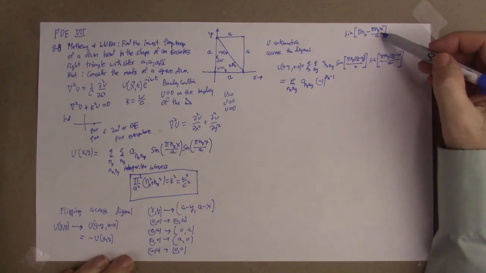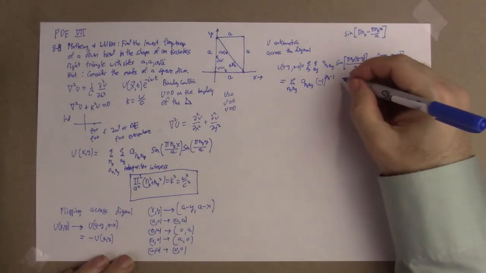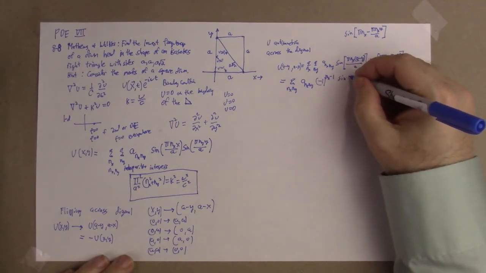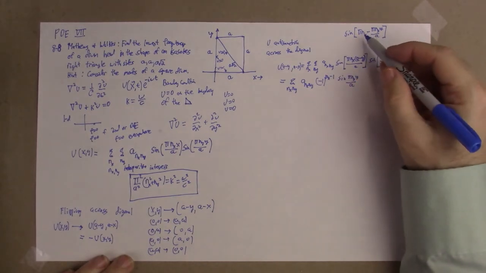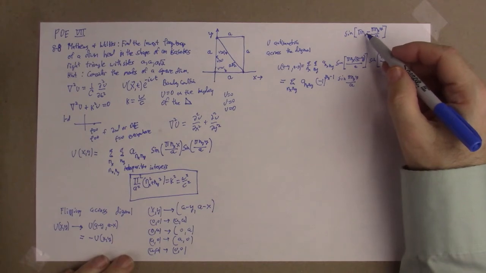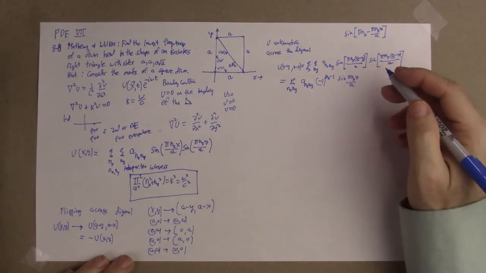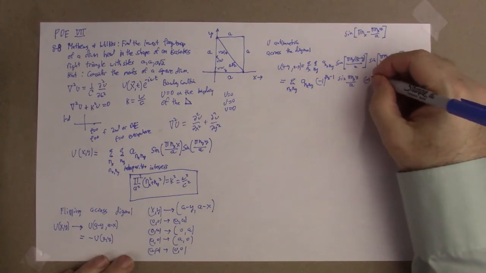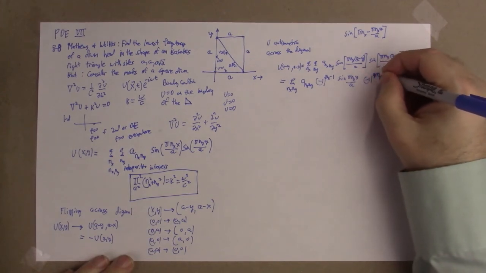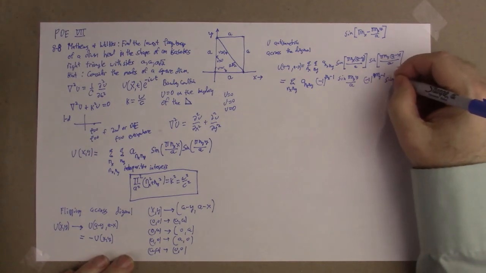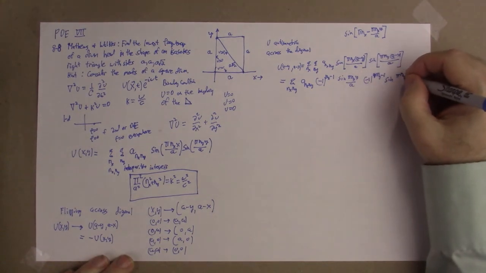Okay, the sine of this is just negative the sine of pi nx y over a, and we have a negative sign. And the cosine of pi nx, the cosine of an integral multiple of pi, is negative 1 to the nx. And I subtracted 1 to take care of that other minus sign. And the other one is exactly the same: negative 1 to the ny minus 1 sine pi ny x over a.